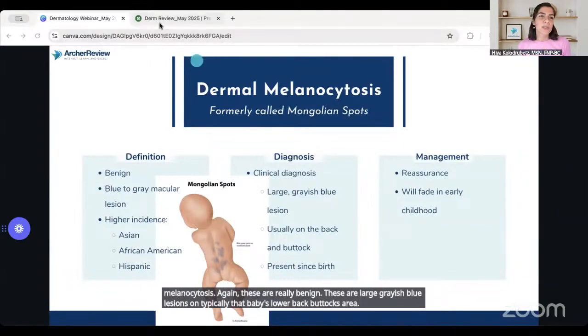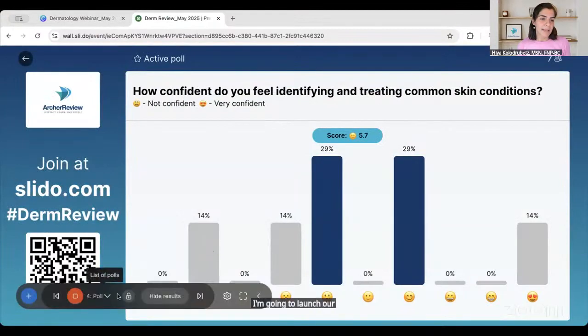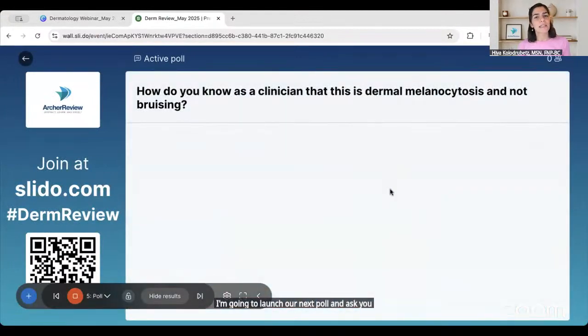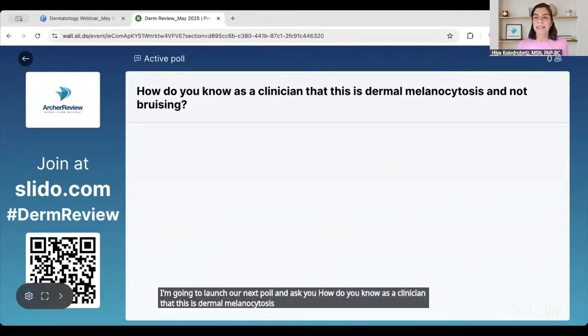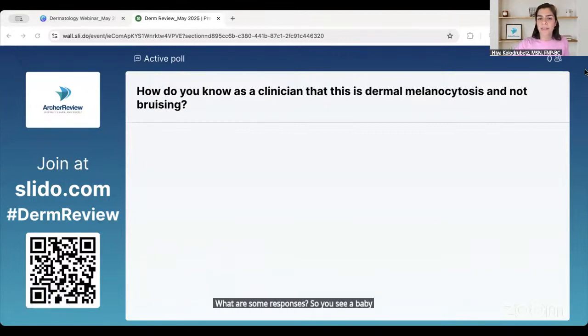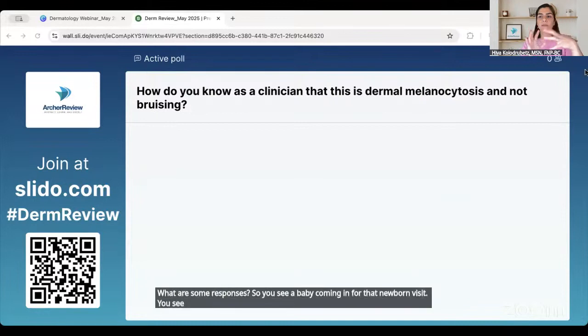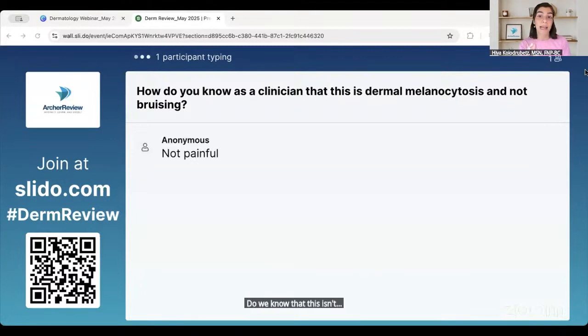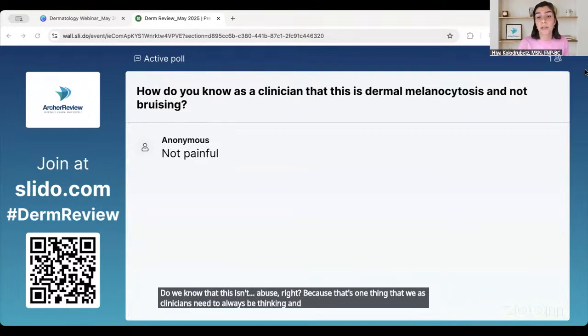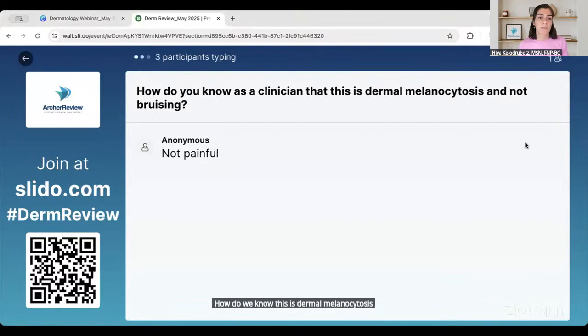I'm going to launch our next poll and ask you, how do you know as a clinician that this is dermal melanocytosis and not bruising? What do you guys think? What are some responses? So you see a baby coming in for that newborn visit. You see this large grayish blue lesion on their lower back and bottom. How do we know that this isn't abuse, right? Because that's one thing that we as clinicians need to always be thinking of and screening for. How do we know this is dermal melanocytosis and not abuse?